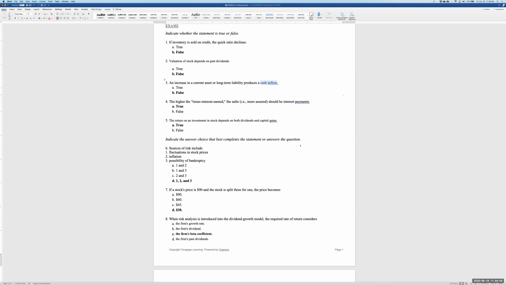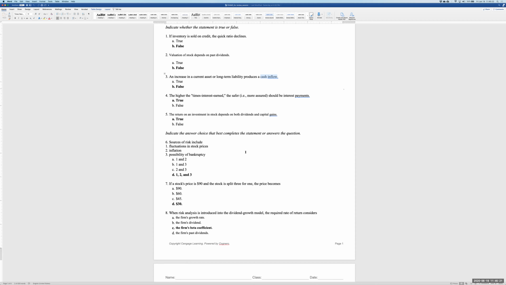And question 4, the higher the times interest earned, the safer should be interest payments. It's true. If you remember, the higher the times interest earned, the more assured should be the interest payments. You want more safety, or you want more assurance for interest payments. Yes, this statement is true. Question 5, the return on investment in stock depends on both dividends and capital gains. Yes.